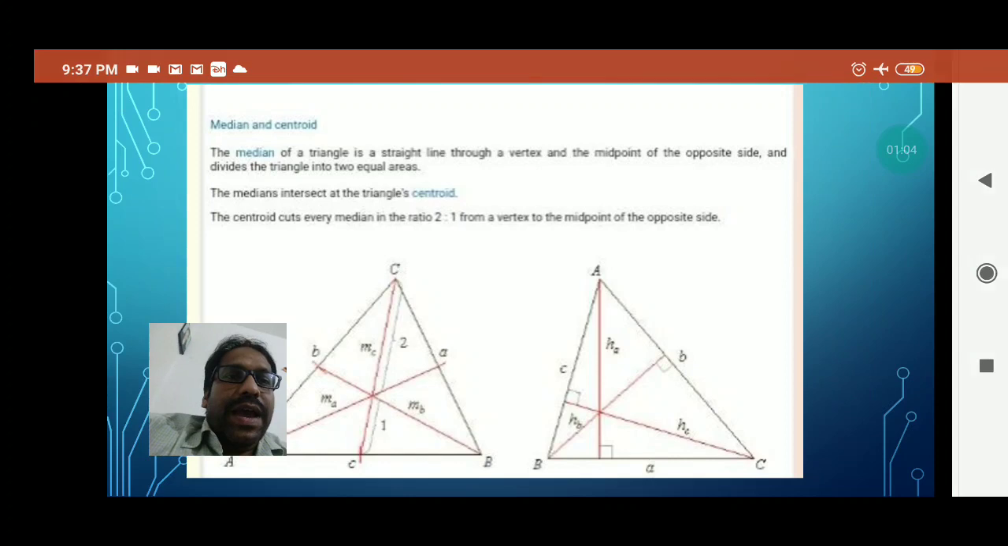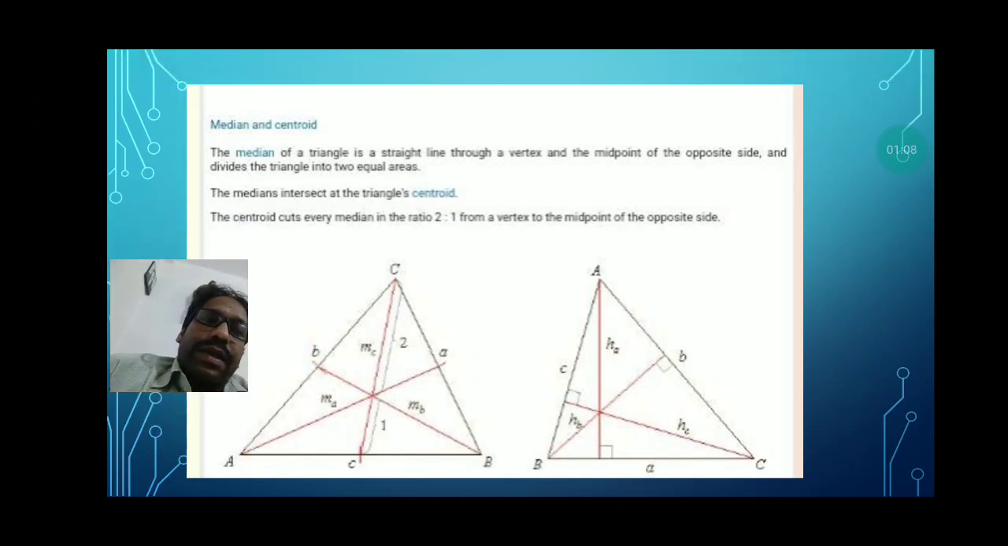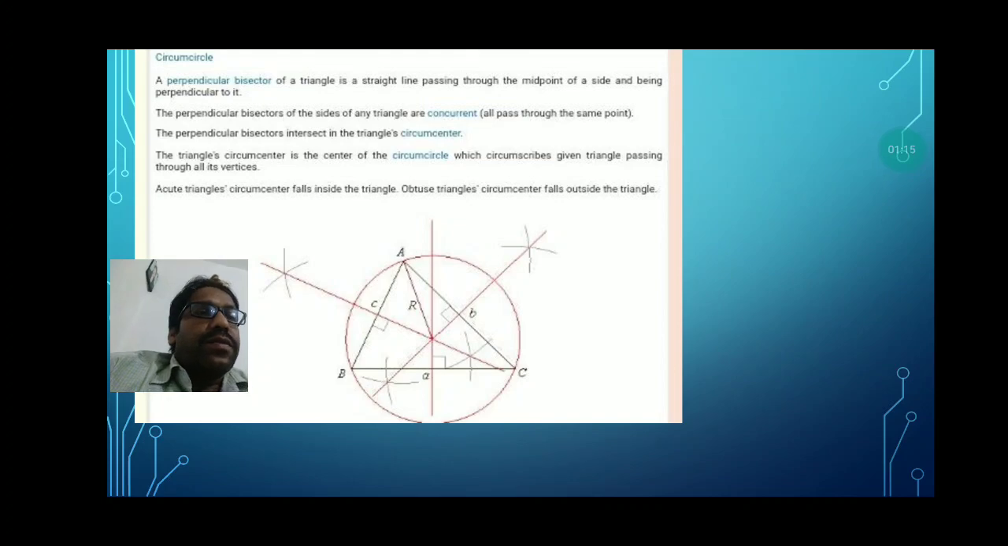Okay, then what next have we read? Median and centroid we have read. A median is the line which bisects the opposite side, drawn from a vertex. Okay, we have read this. Now there is one more point, circumcircle.